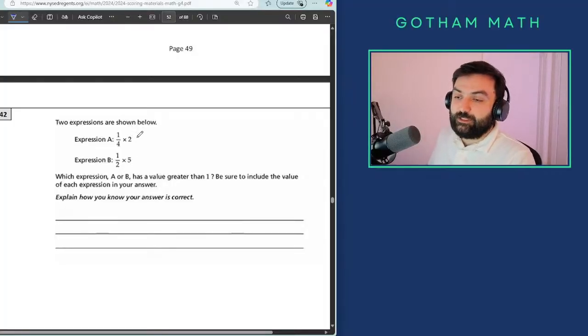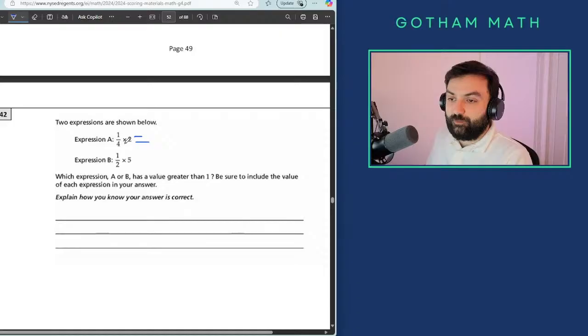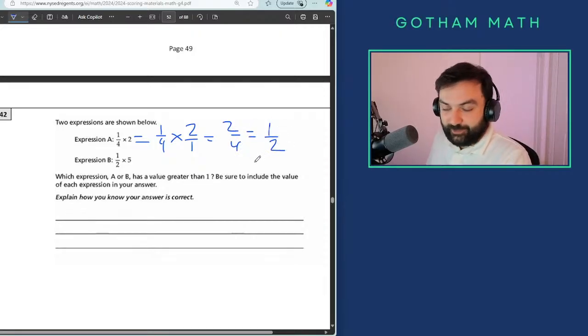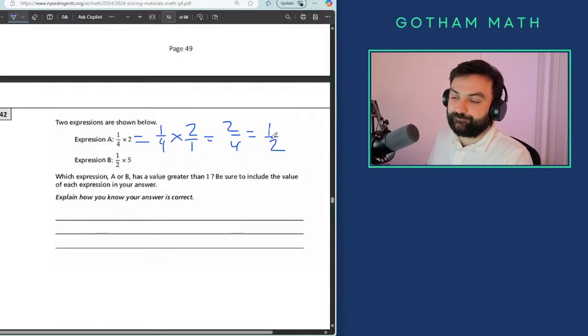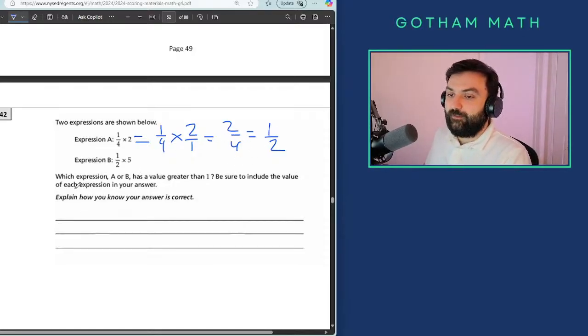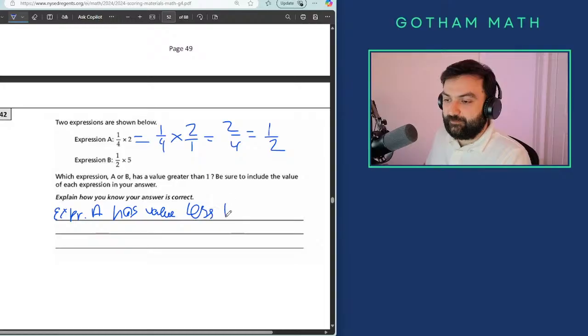All right, so this is 1 over 4 times 2, which is the same as 1 over 4 times 2 over 1, which is 2 over 4, which is 1/2, which is not greater than 1. Well, let's see if this answer has it. So I would say expression B, expression A has a value less than 1. I wouldn't give it a 4.